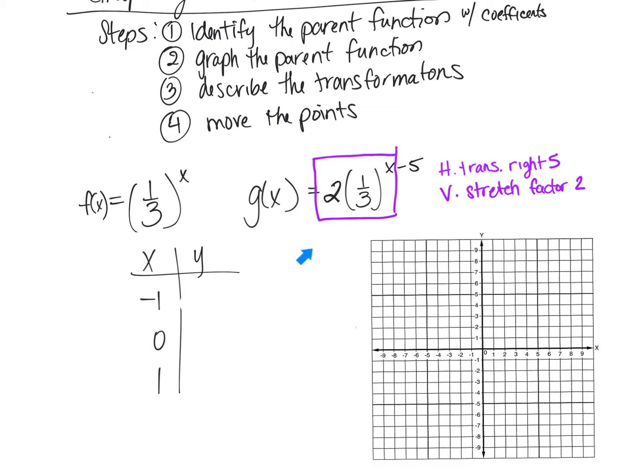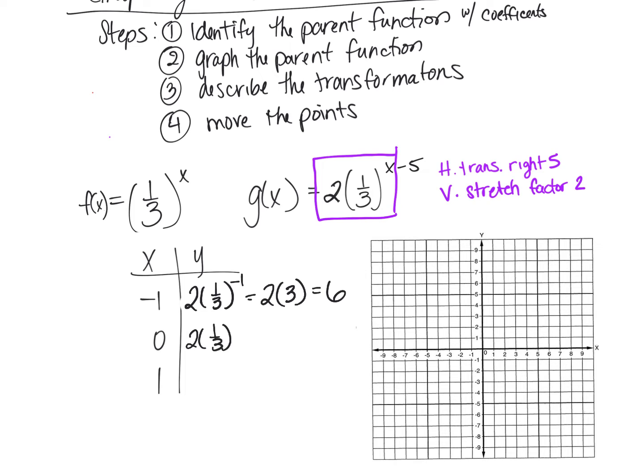So I want to graph just this part without the minus 5, and then we'll move all of the points over 5. Okay? We've done this before. We can do this. Ready? Let's plug in -1. 2 times 1/3 to the -1 power is 2 times, what's 1/3 to the -1 power? 3, which equals 6.